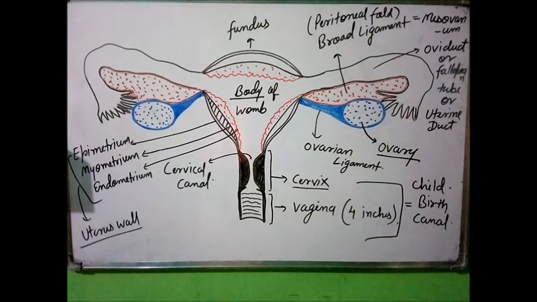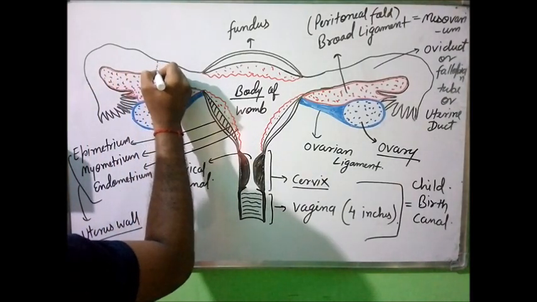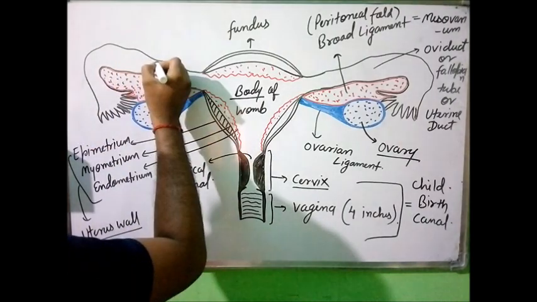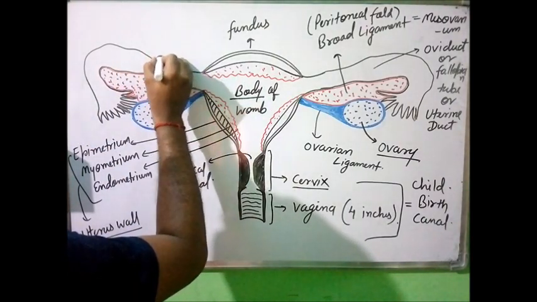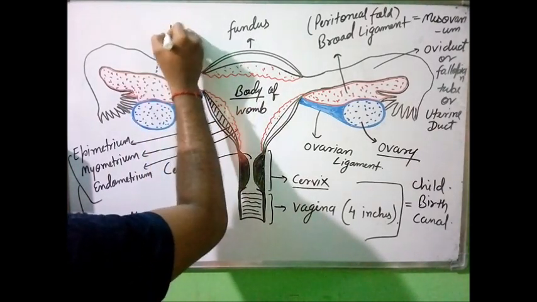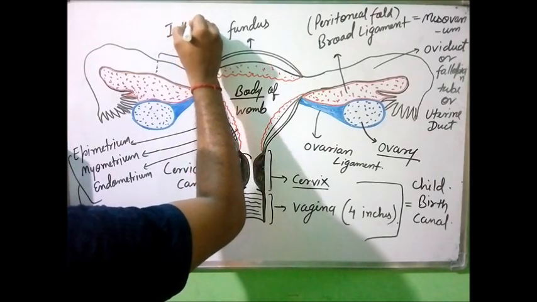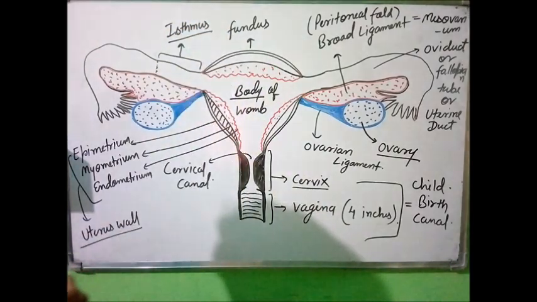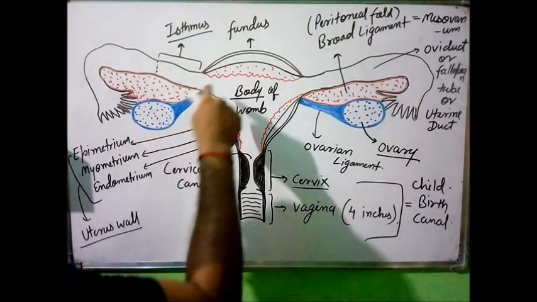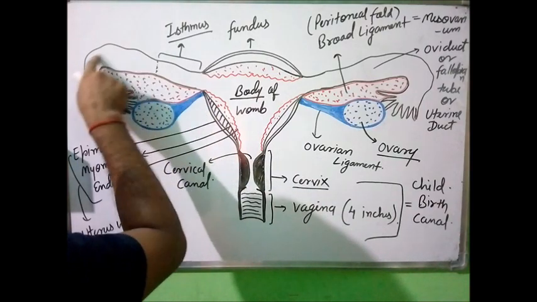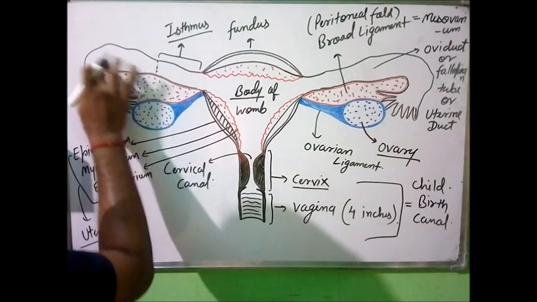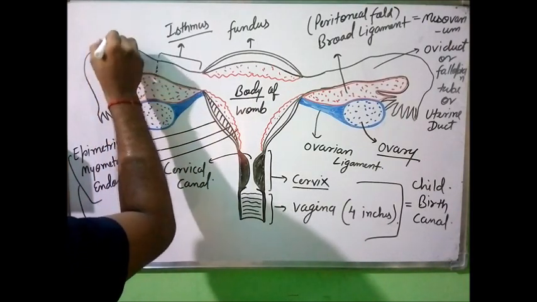Now this oviduct or fallopian tube is further divided into different components. What are these components? I am making a little boundary here, but actually it is not physically divided, it is just a physiological division. This smaller part from here to here is called the isthmus. The main function of the isthmus is to work as a connecting band between the uterus body and the remaining part of the fallopian tube, that is the ampulla. You can see the tube is getting a little swollen here, and this swollen part is called the ampulla.